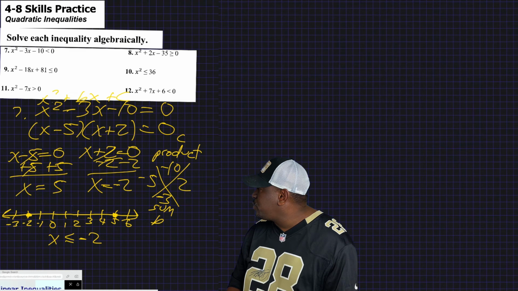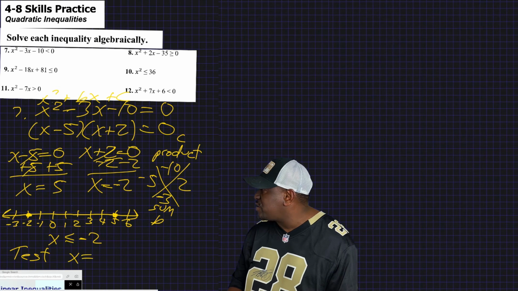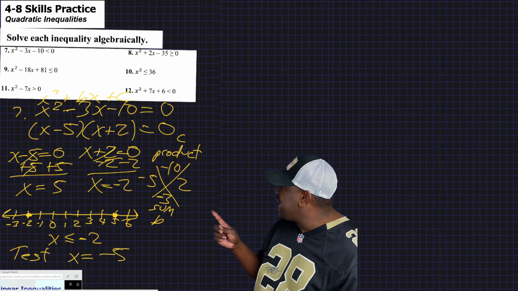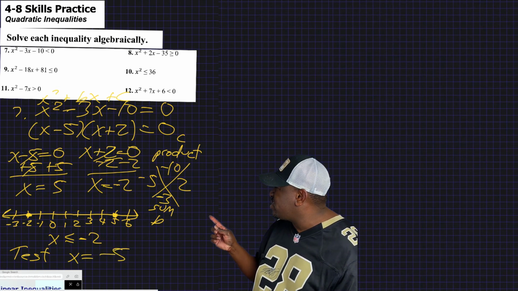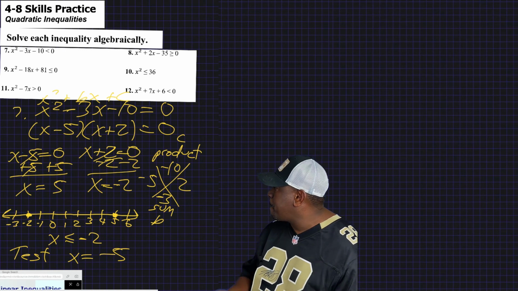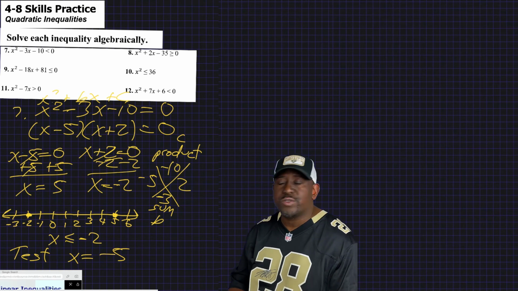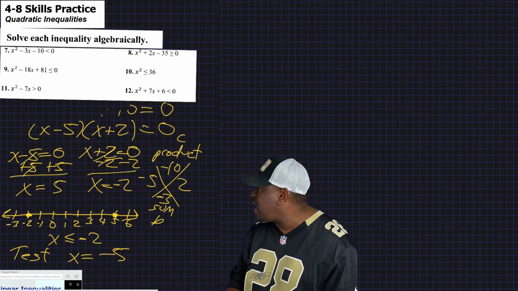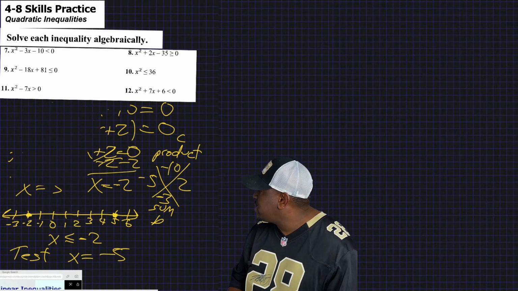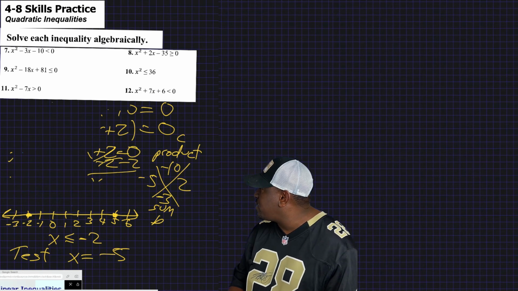And so what do we do then? Well, I think we have to check our answers. So we got here x less than or equal to -2. So that is the region to the left of -2. And we're going to test that. So we're going to pick a value that's less than or equal to -2. We'll go with -5 because that's to the left. So I'm going to substitute -5 into our equation.